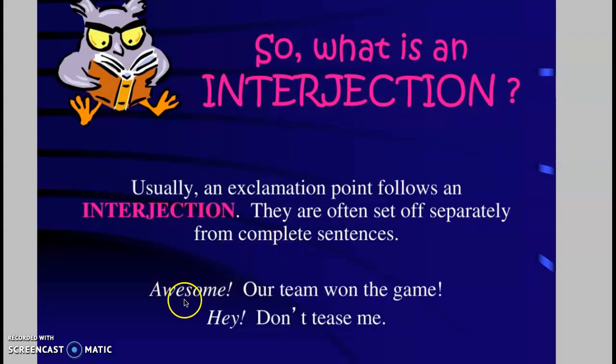Okay, let's take a look at our example down here that I provided for you guys. "Awesome! Our team won the game." That is expressing the emotion right there. And you'll see that this is not a complete sentence by itself, but it does have an exclamation point to express that emotion. Therefore, it is an interjection. Notice how it is separate from the rest of this sentence, but goes along with this sentence as well.